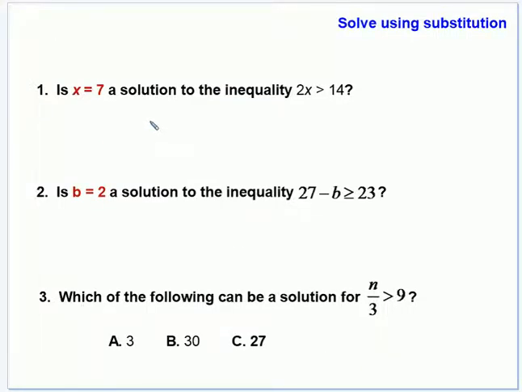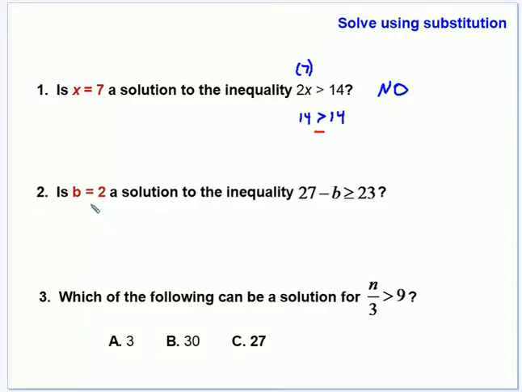Let's use substitution to solve these problems as well. Is x equals 7 a solution to the inequality 2x greater than 14? Once again, we're simply going to substitute 7 in for our x. 2 times 7 is 14. Is 14 greater than 14? No, it is not. So this cannot be a solution. Even though it looks like it could be, our sign says greater than. So 14 is not greater than 14, therefore the answer is no. x equals 7 is not a solution to this inequality.